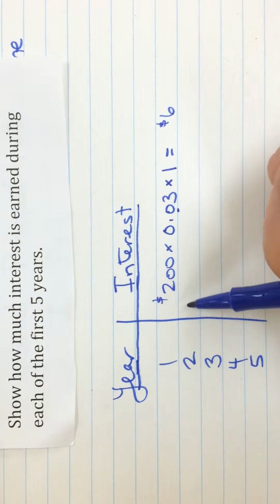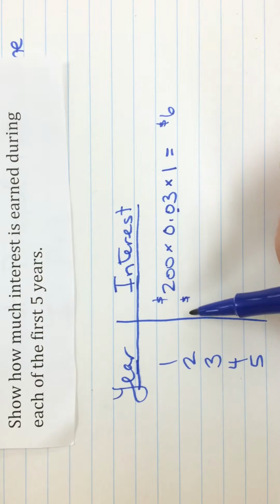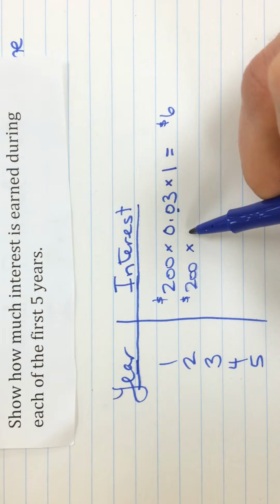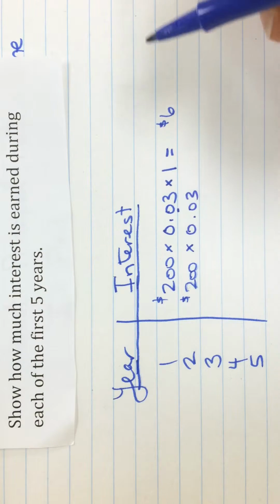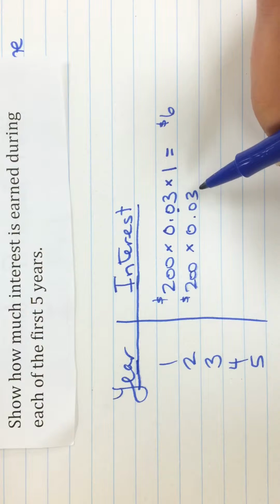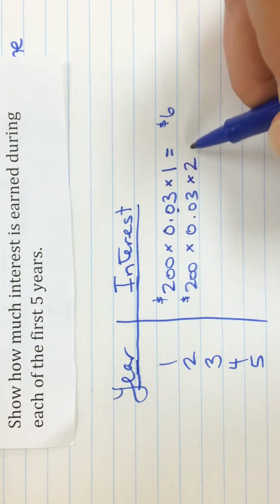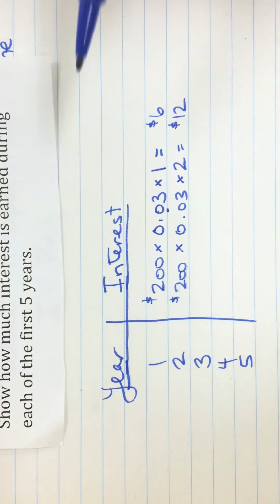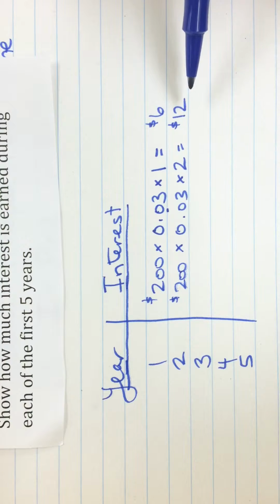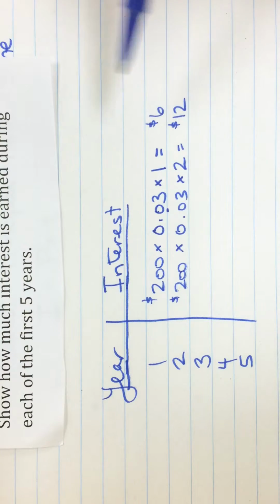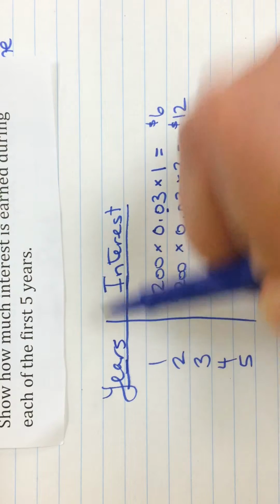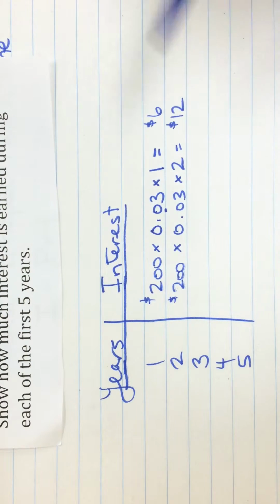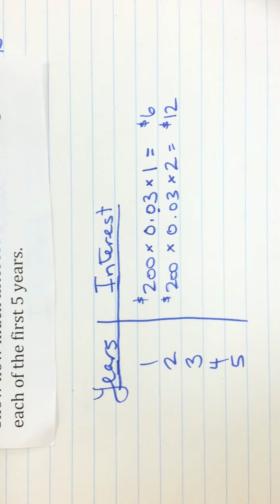All right. After 2 years, how much interest will there be? Well, after 2 years, we have $200 as our principal, the amount that we invested originally. We earn 0.03 or 3%, and we're going to do that for 2 years. That means that in total we have 12 now. In the second year, we earned another $6. So this is not $18 altogether. This just means that, maybe I should say years here, after 2 years we have earned a total of $12 interest. $6 in the first year and $6 in the second year.